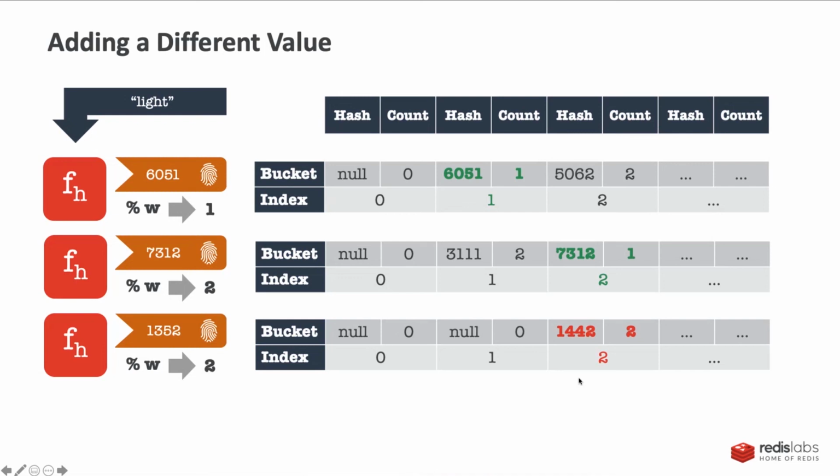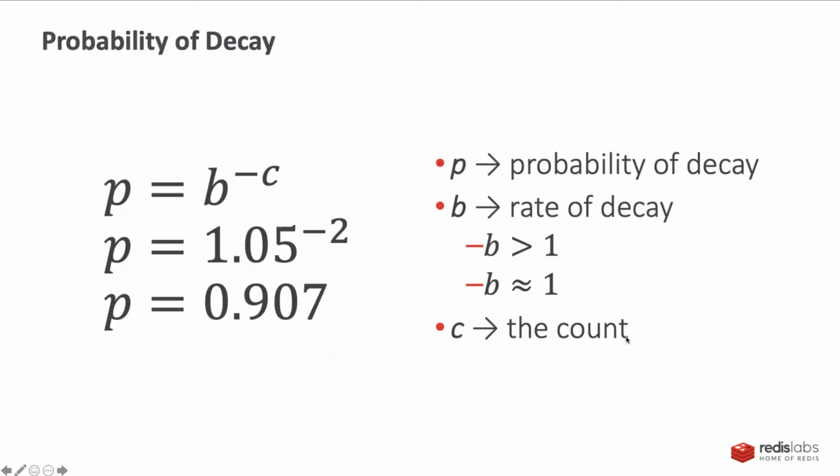Well, what happens is we might decrement the count of this particular 1442 from 2 to 1. And there's a chance of doing that. We're actually going to use a random number generator to do that, and we calculate the probability. There's this probability of decay formula, which uses a magic number bigger than 1, but about the size of 1. I picked 1.05. And we take that to the power of our count as a negative number. Our count is 2, and so 1.05 to the power of negative 2 is going to give us 0.907. So there's a 90.7% chance that we're going to decrement the value from 2 to 1.